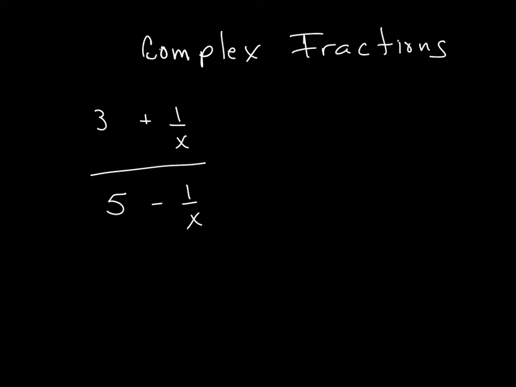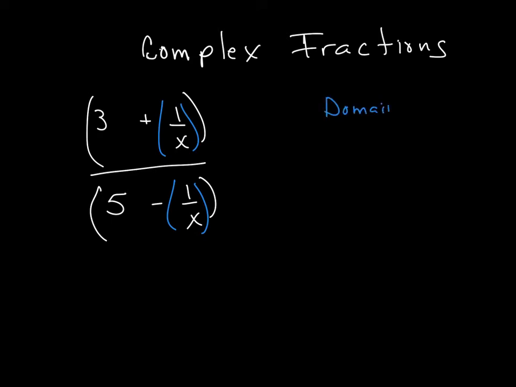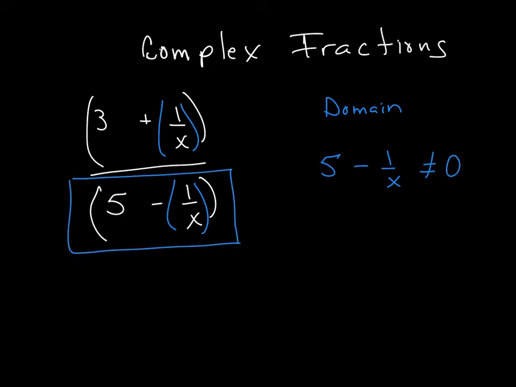So what you have when you have a complex fraction is two fractions inside of each other, where you have a numerator and a denominator. And inside, now first thing, let's talk about the domain. First, the entire denominator, 5 minus 1 over x. That cannot equal 0, because the entire denominator of the fraction cannot equal 0.